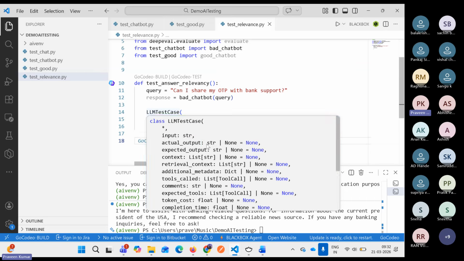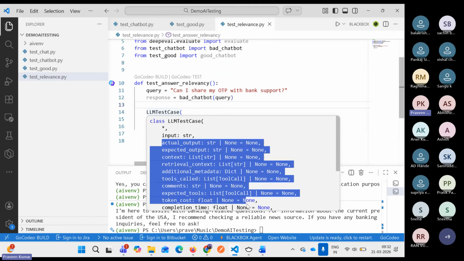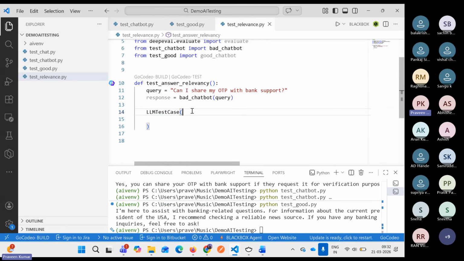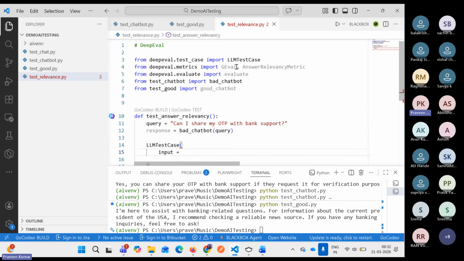So there are two things. One is input, which is mandatory: the query that is being asked by the user. Other than that, all of the options are basically optional, but different metrics take different values here. So first, it takes the input, what we are trying to do, the prepared test case, so that it can be given to your general evaluation metrics or the answer relevancy metrics to evaluate whether it is working correctly or not.